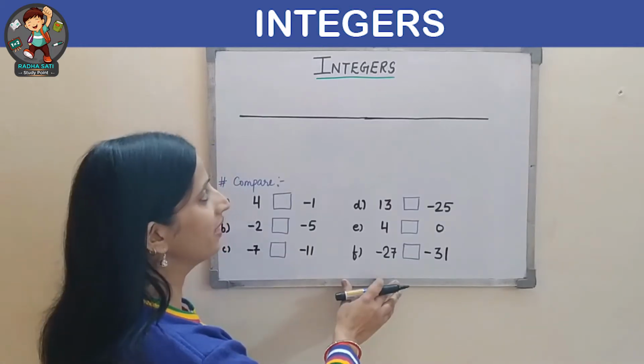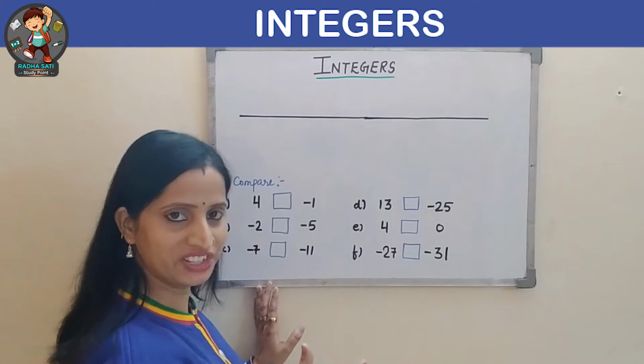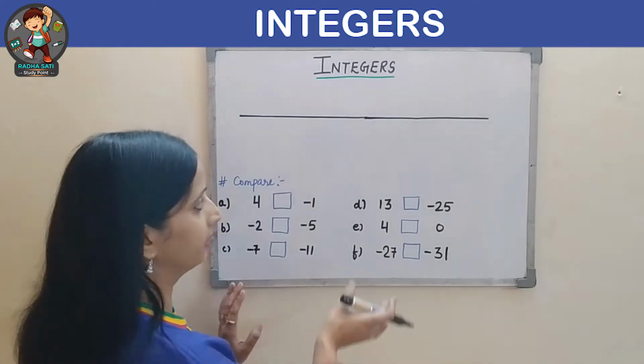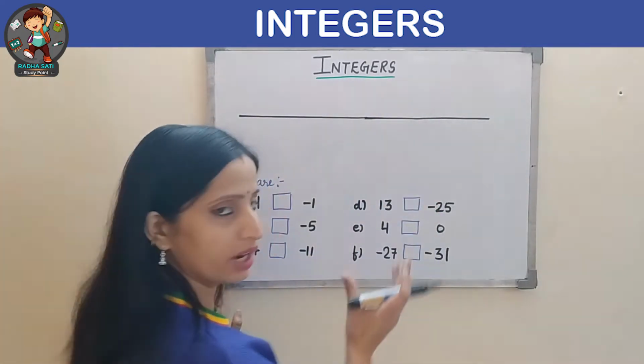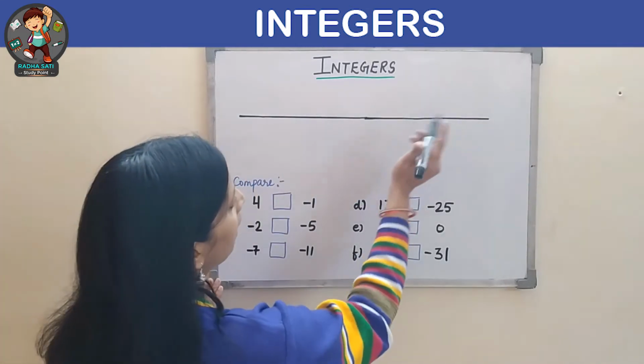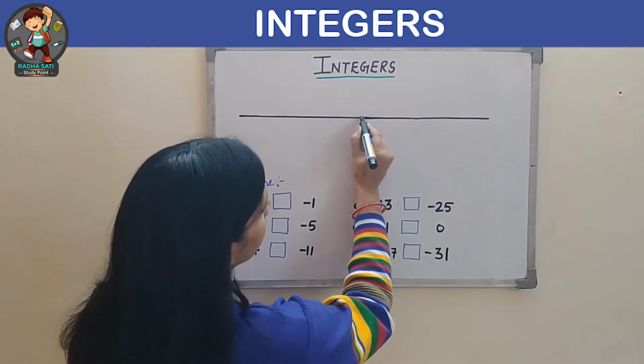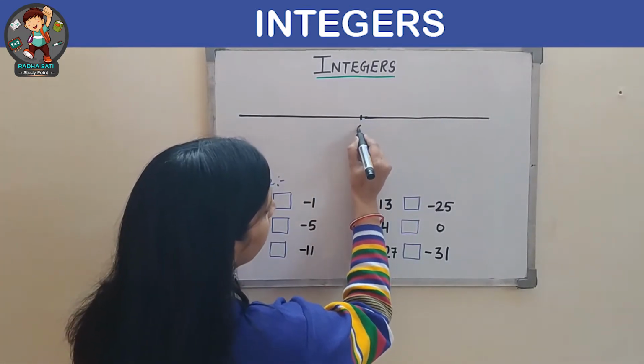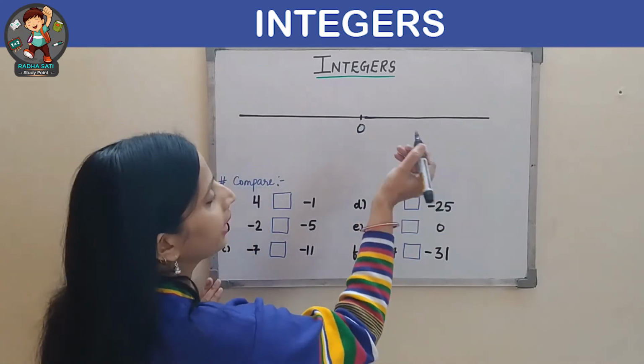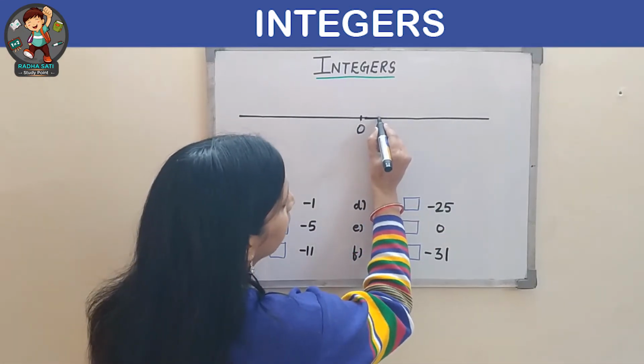Now let us understand the concept of integers by using a number line. Here I have already drawn a line. Then mark the center of the line and write 0 over here. Then mark some points at equal distance.